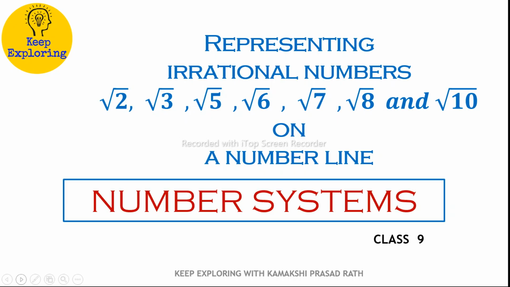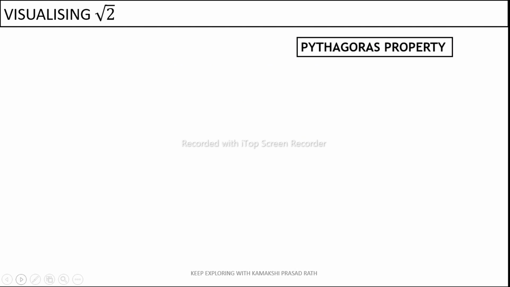In this video, we are going to learn how to represent irrational numbers on a number line from the chapter Number Systems, class 9. So let's start. We'll start with visualizing root 2. For that, we will need the Pythagoras property.